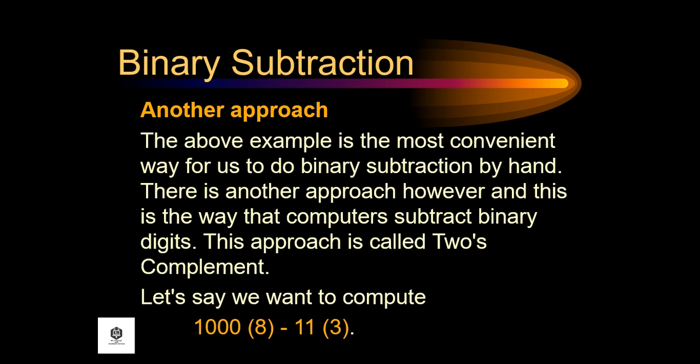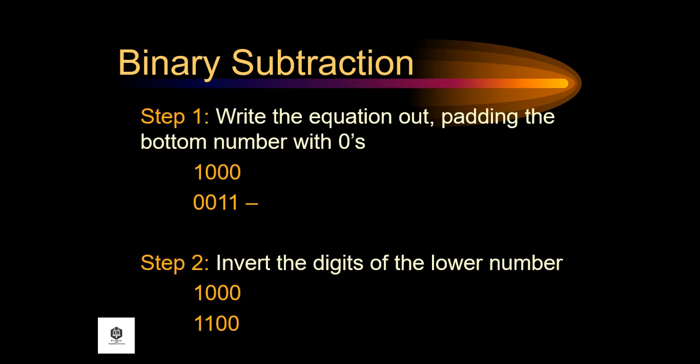There is another approach, however, and this is the way that computers subtract binary digits. This approach is called 2's complement. Let's say we want to compute 1000, or 8, minus 11, or 3.